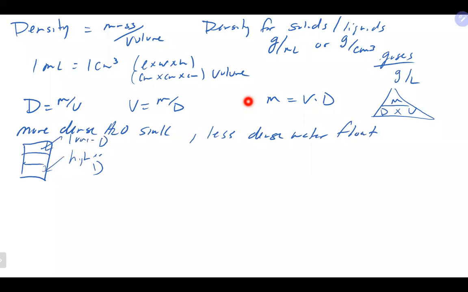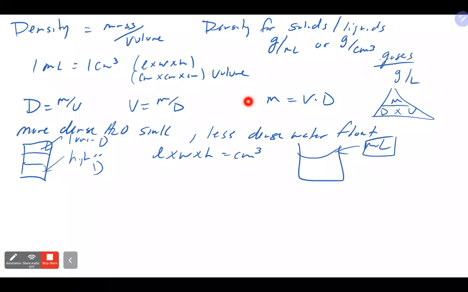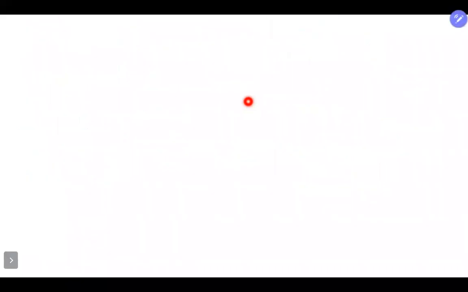There are a couple of ways that we can get volume in a density calculation. One is to do the length times the width times the height and get cubic centimeters. One is to simply fill up a container and take an actual volume reading, which would give us milliliters. And a very common way that we get volume in a density calculation is what is referred to as volume by displacement.